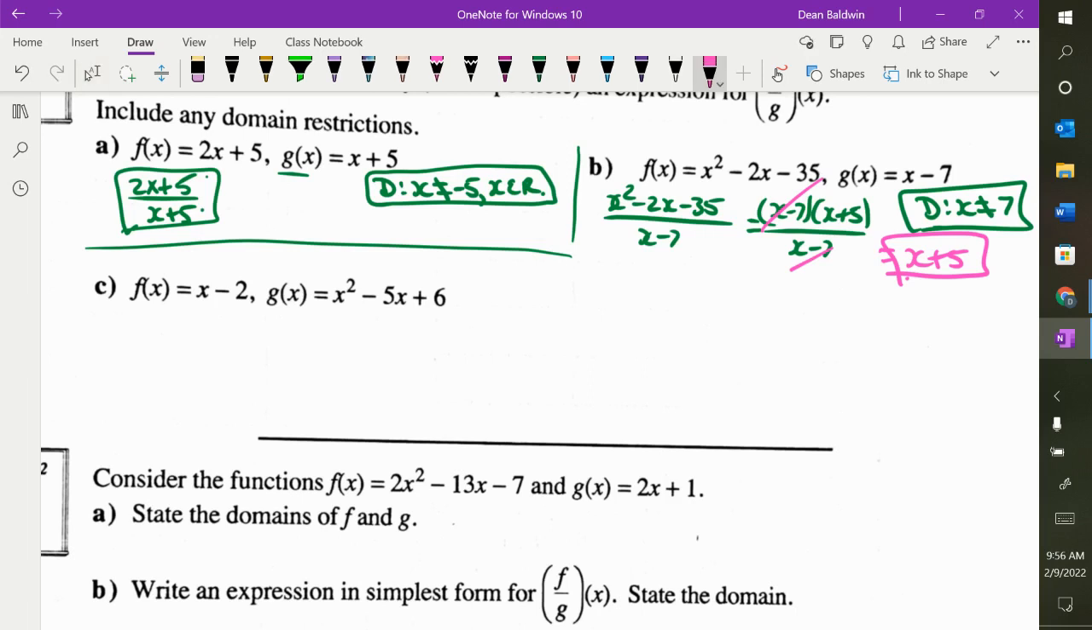All right. F over g, last one. Well, it's actually not the last one, but x squared minus 5x plus 6. Okay, so it gives you that. Can I see any restrictions yet? Nope. So what do you got to do? This time we have to factor the bottom. What multiplies to 6 and adds to negative 5? Someone said it right. Negative 2, negative 3?